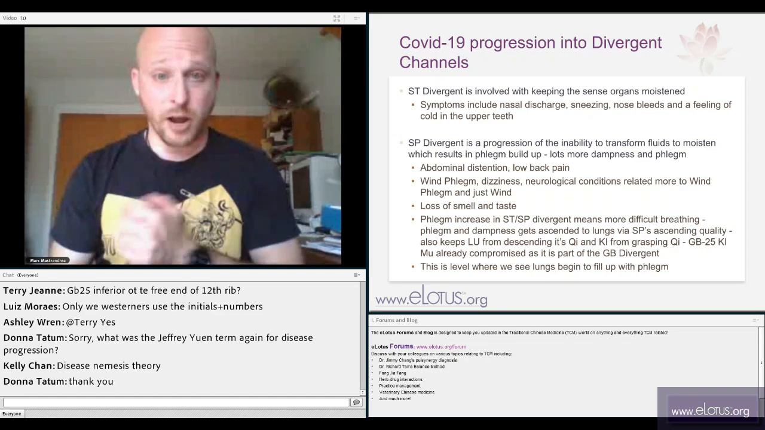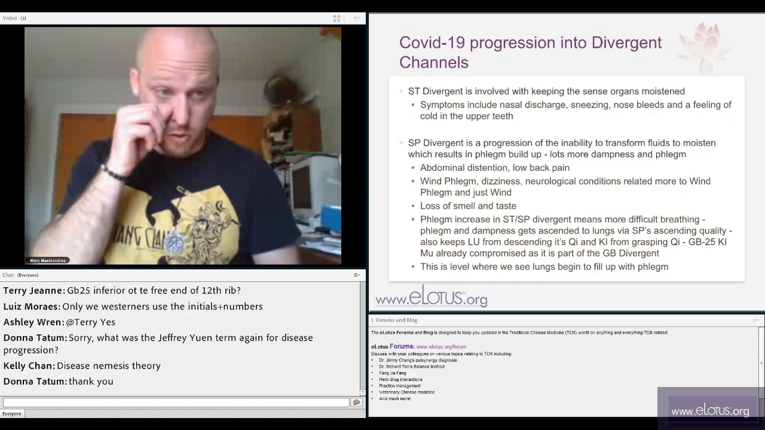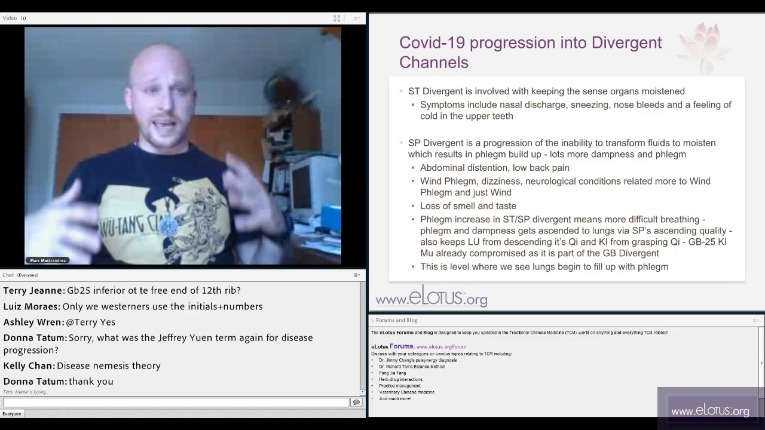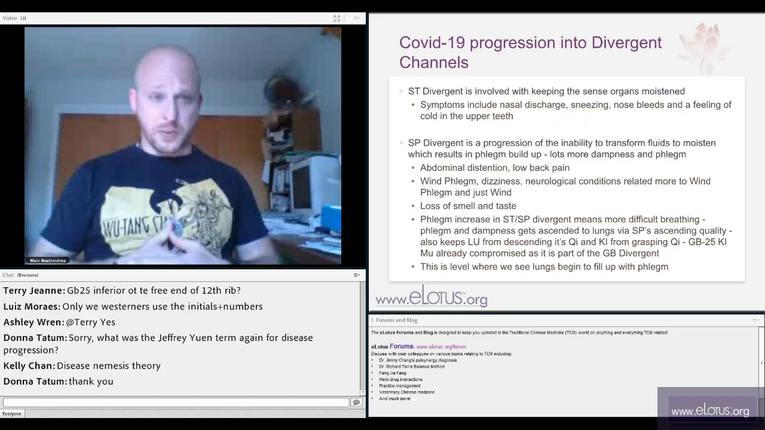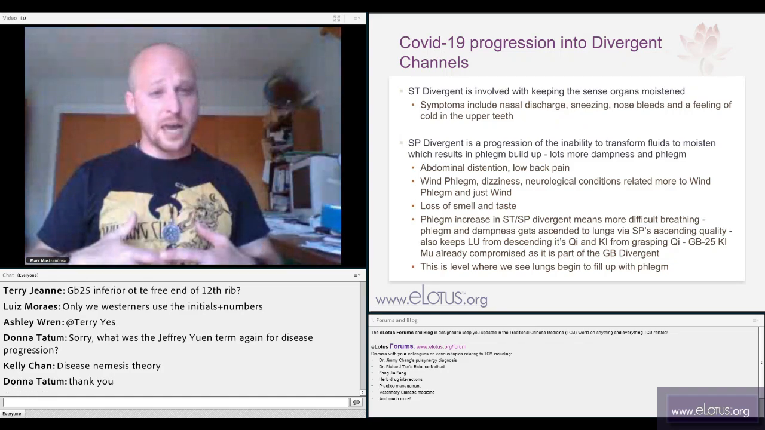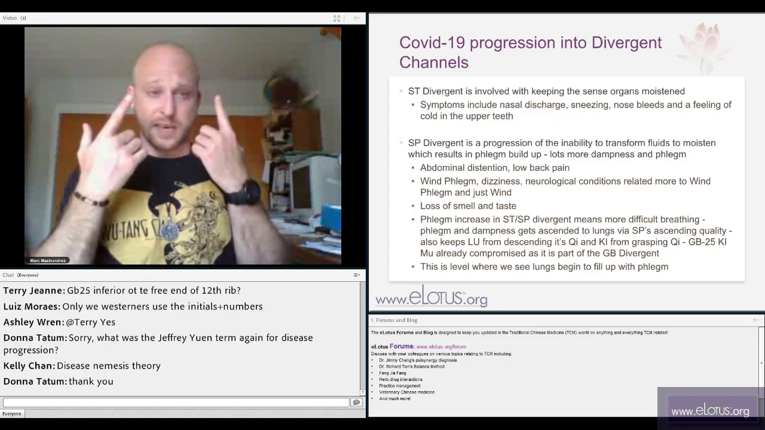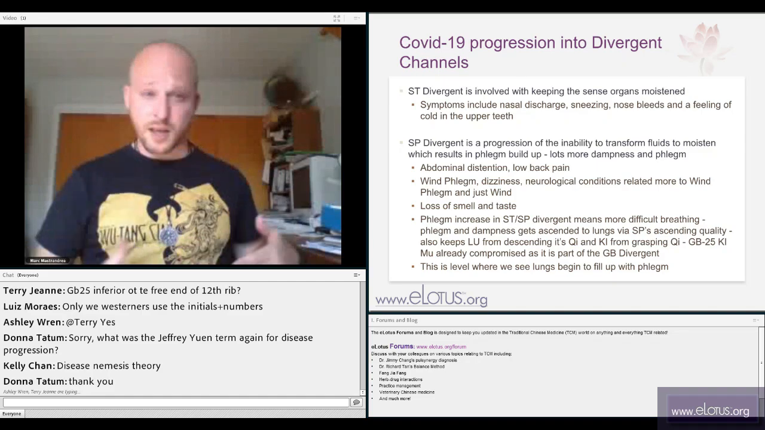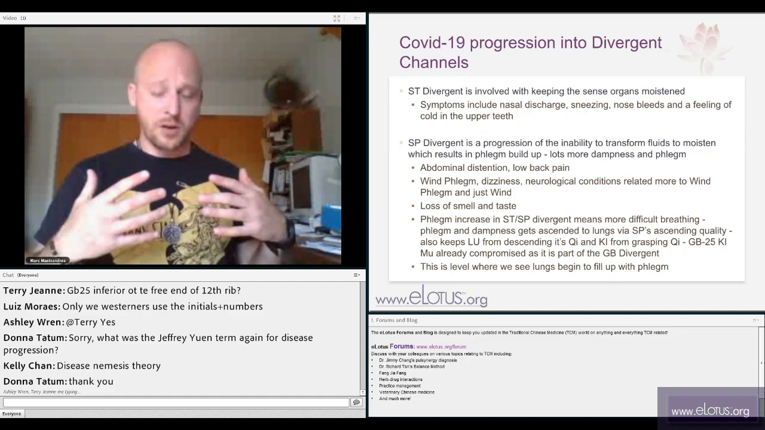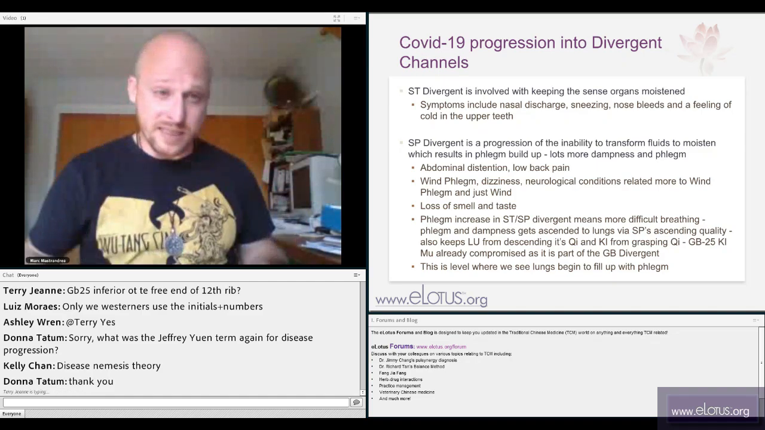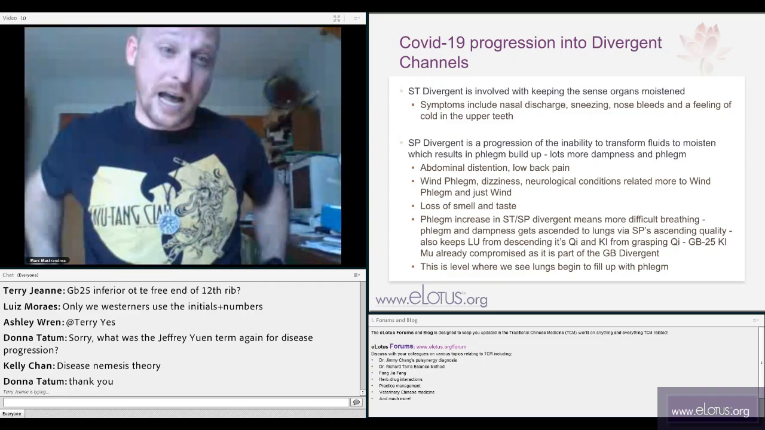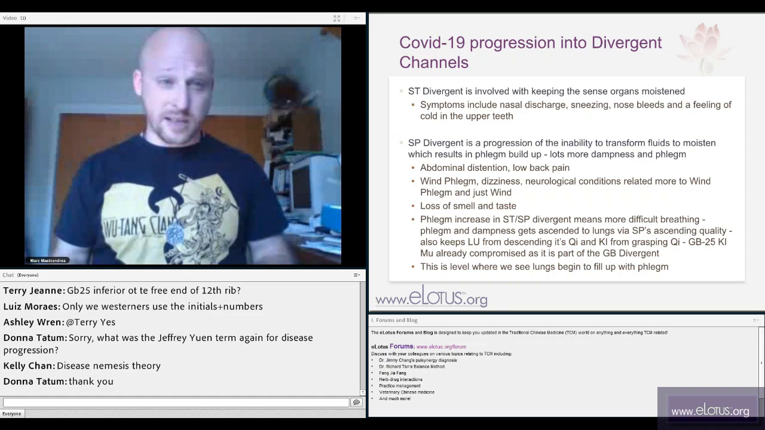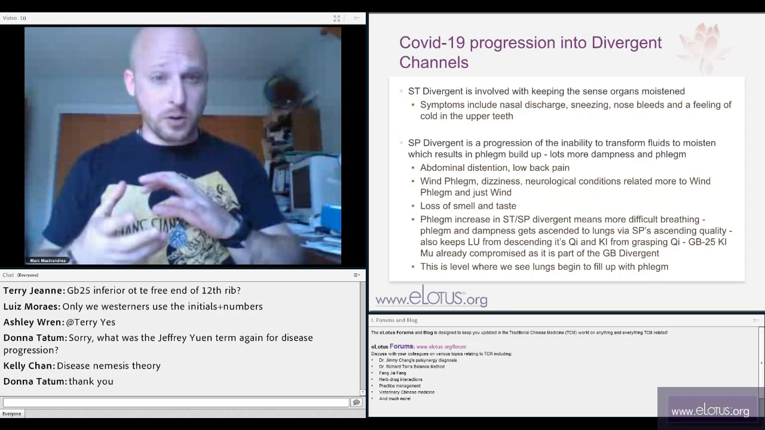Spleen divergent is a progression of the inability to transform fluid. So like what we just talked about in stomach divergent, the pathogens come in. It's gnarled the ability for the stomach and the spleen to try to make fluids that normally would be ascended via the divergence. It's trying to keep it away from that area. Now with the fluids it's already got, it's now trying to relocate it with what? The thin fluids of the stomach. So now the stomach is preoccupied with what? With not digesting, with trying to give up resources to hold this in latency. This pathogen is going to burn through them.